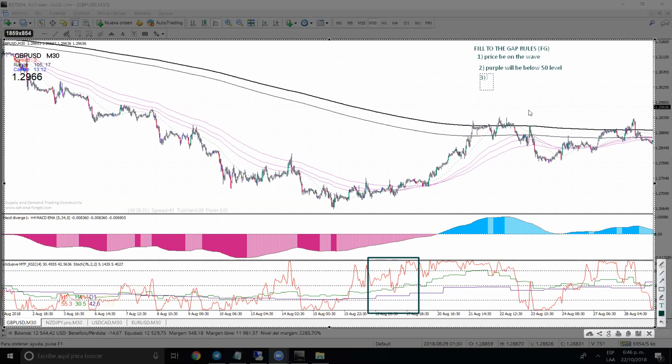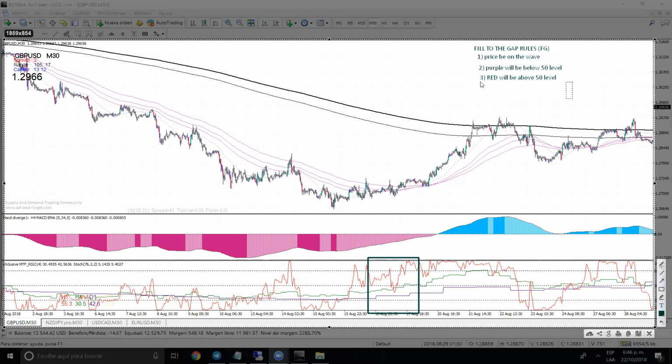We need that red will be above the 50 level, up from the 50 level. In this case, we have purple below the 50 level, and we look for red above the 50 level. You see? All this below and red above. Purple below and red above.